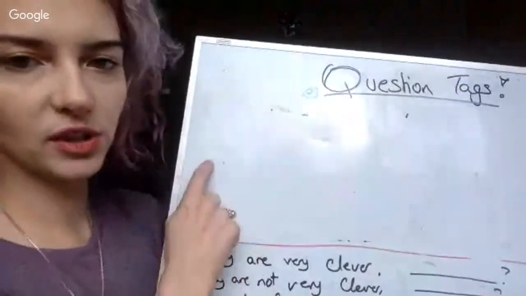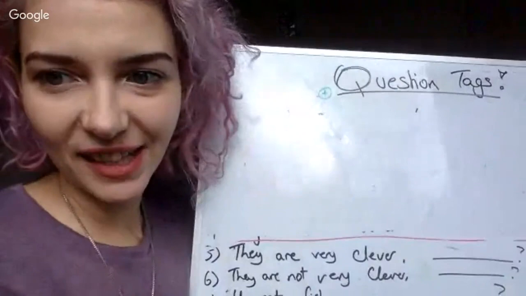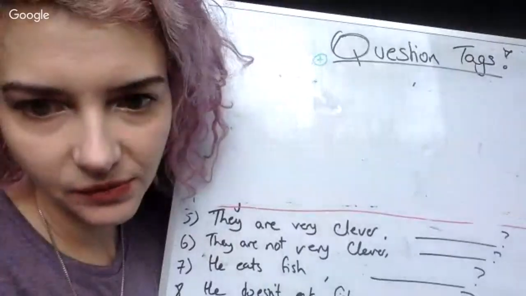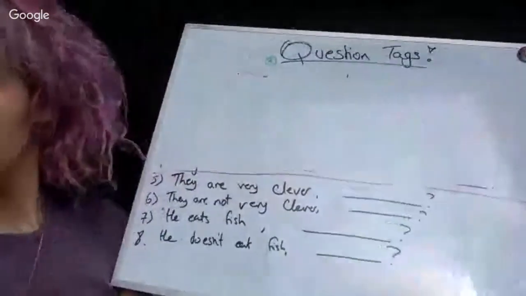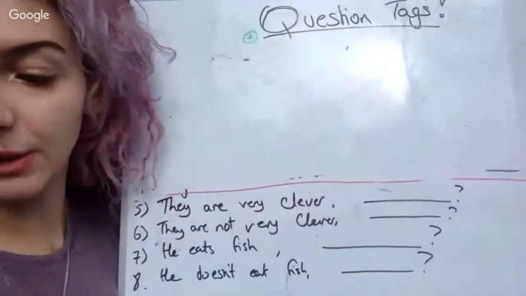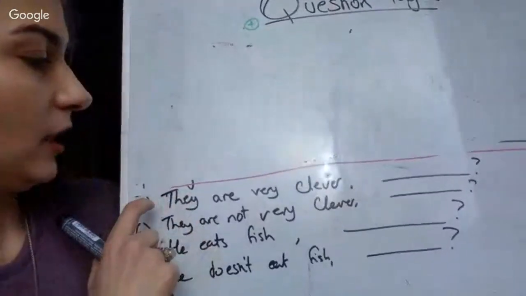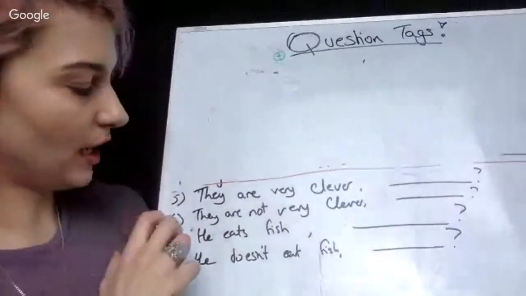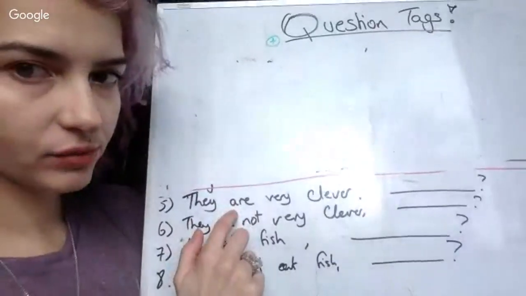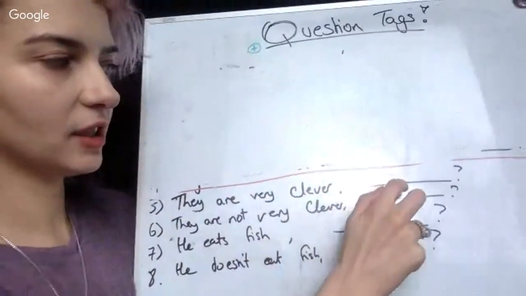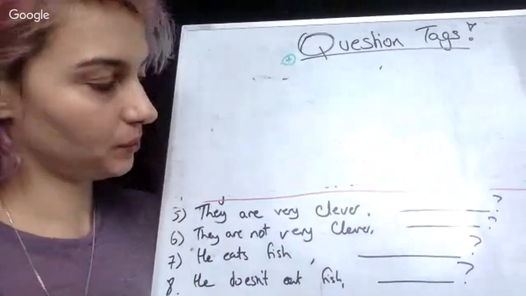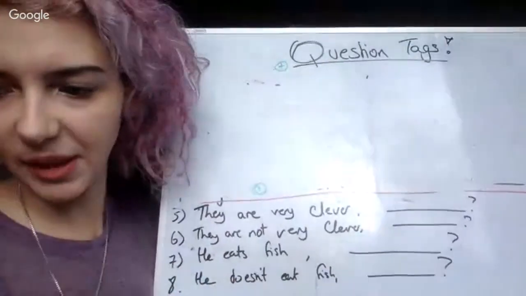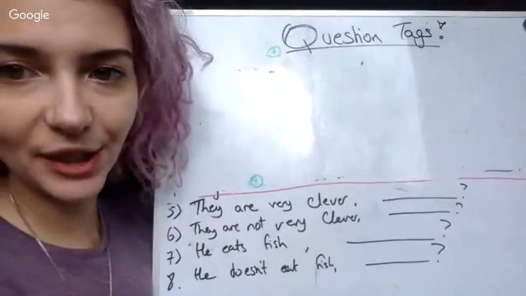So all of those ones started with my name, Anya. Let's use some different subjects now. So again, I'm going to let you guys think what it could be. Okay. So they are very clever. What's the question tag? Remember, they, that's the subject. Are, verb to be. They are very clever. The first part is positive. That's a positive sentence. What should the question tag be here? Again, I'll give you a moment to let me know in the comments.